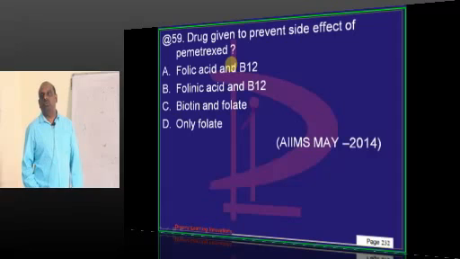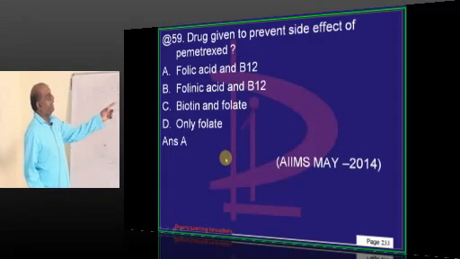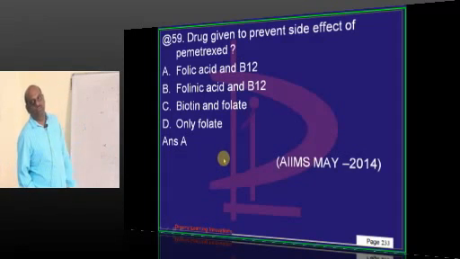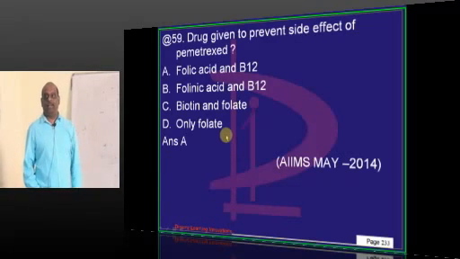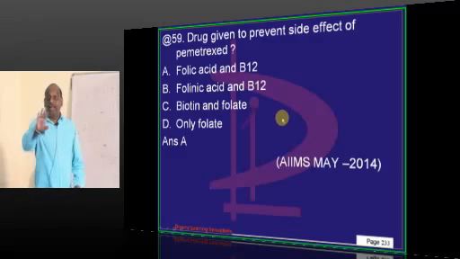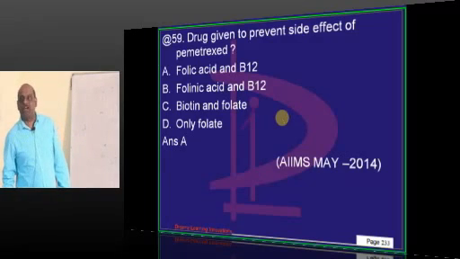Pemetrexed. So what is this drug? Just like methotrexate, it interferes with DNA production, purine pyrimidine metabolism. So we give folate and B12, directly folic acid, not folinic acid. We give folinic acid to rescue if it is methotrexate, because methotrexate is an inhibitor of dihydrofolate reductase. Methotrexate will interfere with dihydrofolate becoming tetrahydrofolate. Therefore directly you will give tetrahydrofolate, which is called folinic acid.